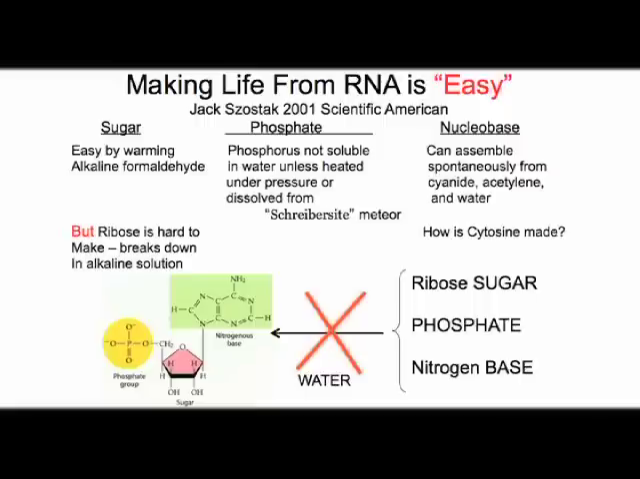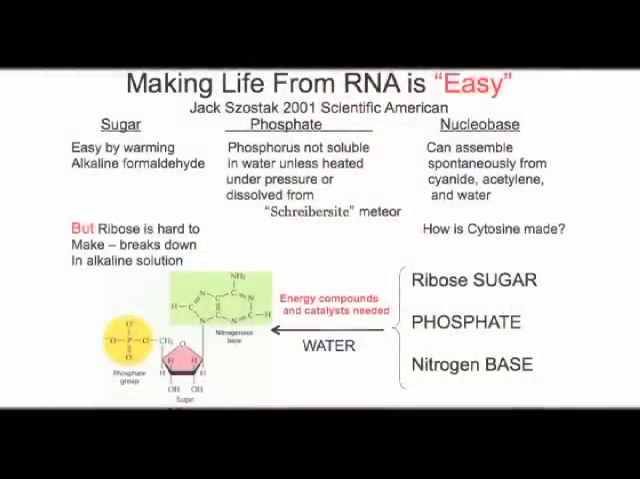The catch is that ribose sugars, which is the kind that RNA requires, the one with two hydroxyl groups down here, is really hard to make. In fact, it breaks down in exactly the kind of alkaline solution that you were going to use to cook formaldehyde to make a sugar. You have to have phosphates.